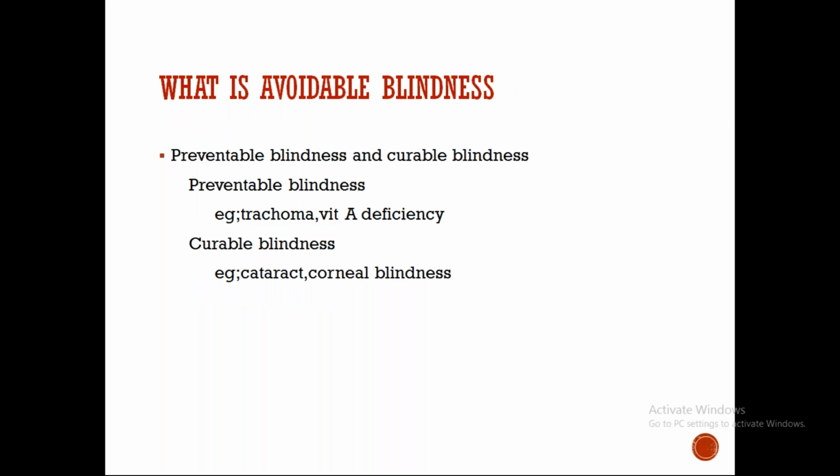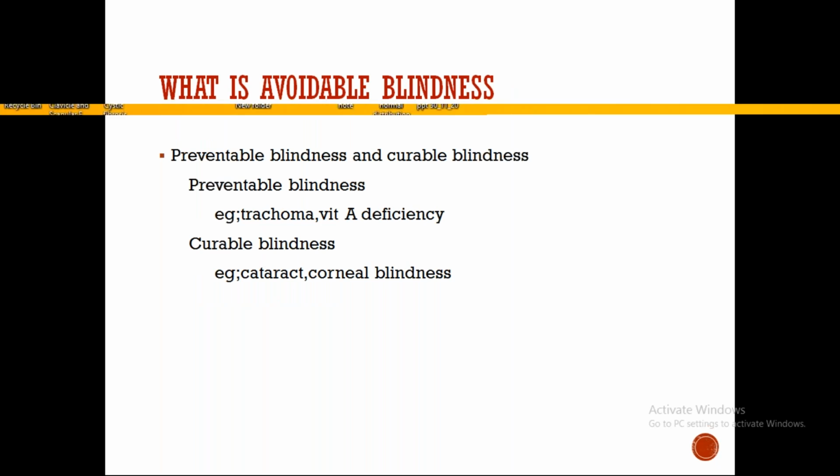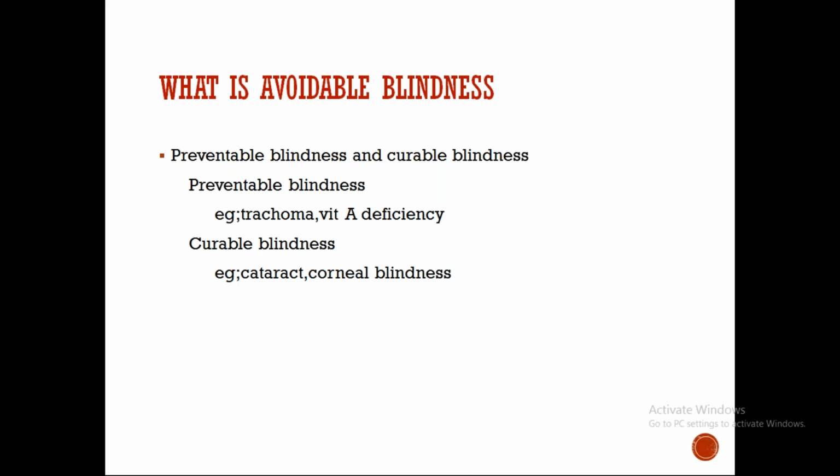So once we are clear with the definitions, we will go with the types of blindness. There are broadly two types of blindness: preventable blindness and curable blindness. Some blindnesses can be prevented. For example, vitamin A deficiency, which affects the cornea of the child, can be prevented by giving adequate vitamin A supplements in the diet. In case of trachoma, you can prevent or cure the infection and prevent the complications of trachoma.